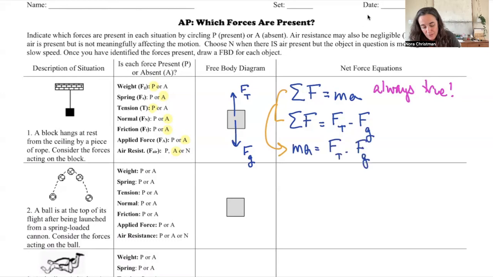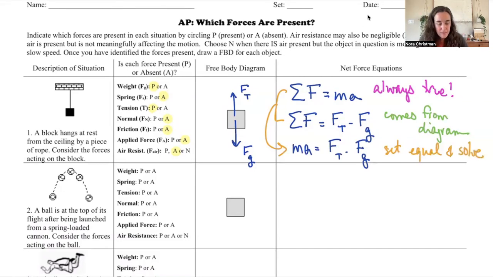So again, the first equation is always true, F equals ma. The second equation comes from the diagram. And then once we have those two, we set them equal. And then usually we'll solve for something.